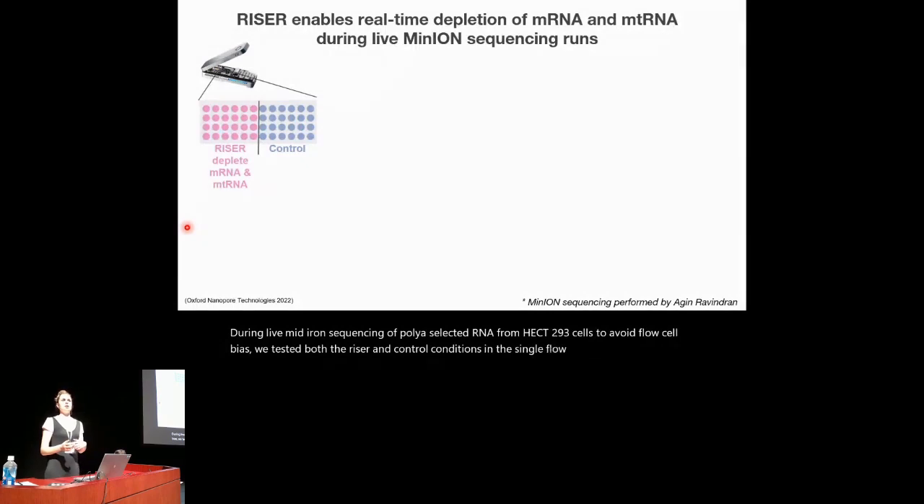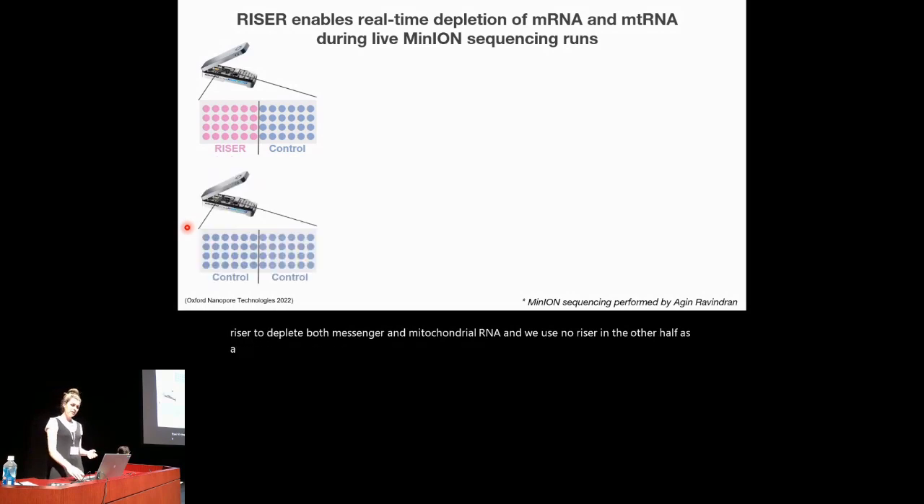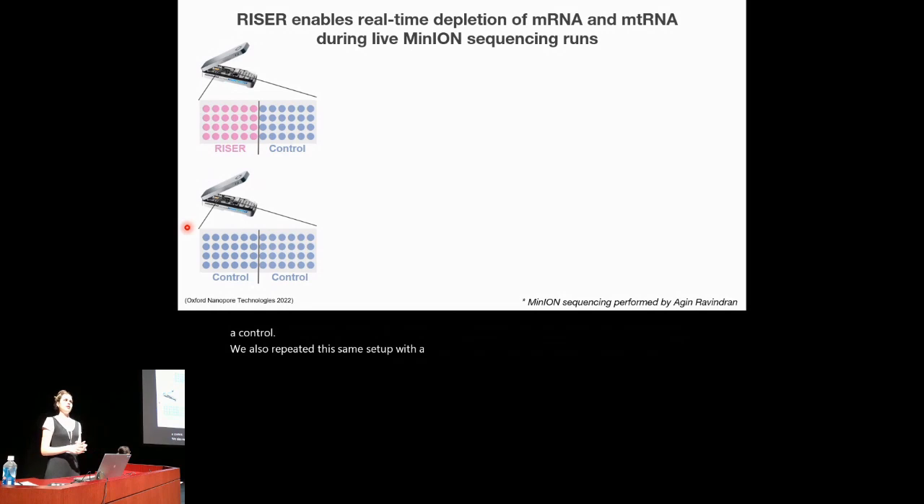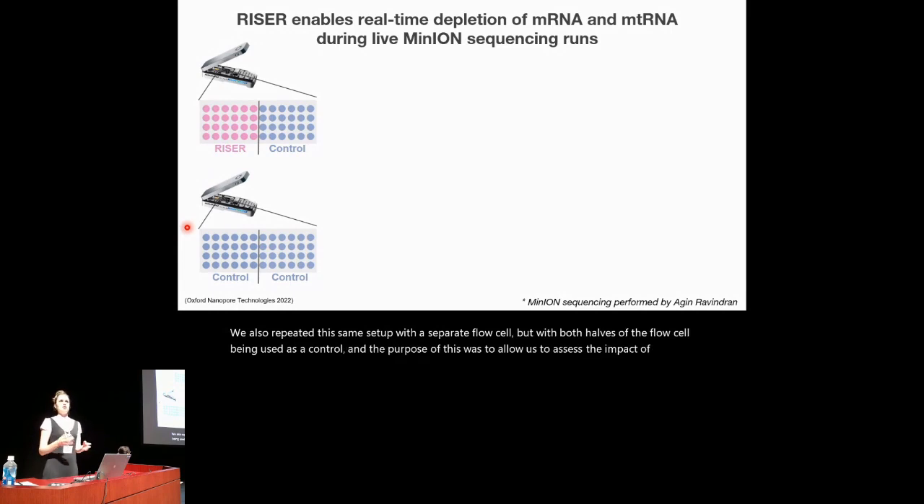The way that we did this was we split the flow cell channels into 2 groups in the code. And in one group, we set RISA to deplete both messenger and mitochondrial RNA, and we used no RISA in the other half as a control. We also repeated this same setup with a separate flow cell, but with both halves of the flow cell being used as a control. And the purpose of this was to allow us to assess the impact of RISA on read counts versus the natural variability in read counts that occurs during nanopore sequencing.